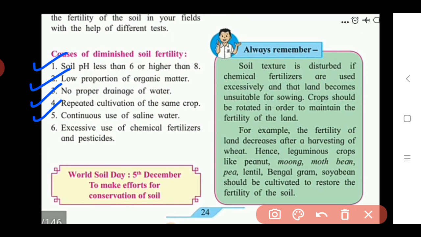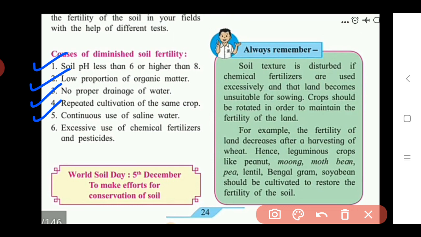Then fifth one, continuous use of saline water. Nowadays we use some fertilizers or pesticides, and in those pesticides some minerals and chemicals are also added. Or if we water the plant by using saline water, saline means which contains salt like seawater. If we give such type of water to the plant, it also decreases the fertility of soil.